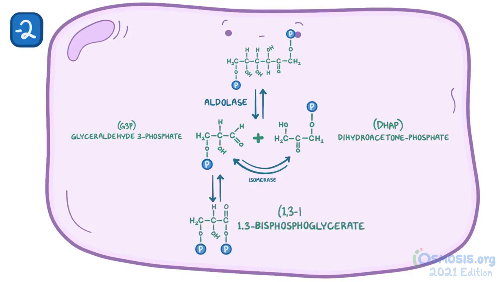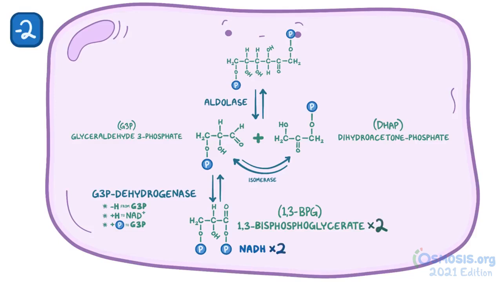1,3-bisphosphoglycerate, or 1,3-BPG, by an enzyme called G3P dehydrogenase. G3P dehydrogenase has two roles. It removes a hydrogen from G3P and gives it to a nearby NAD+ molecule, making NADH as a byproduct. It also adds a phosphate group to the first carbon of G3P, making 1,3-BPG. Now, since there are two G3P molecules, this happens twice, resulting in two NADH molecules. Each NADH molecule enters the electron transport chain in the mitochondria and goes on to make roughly 3 ATP each.